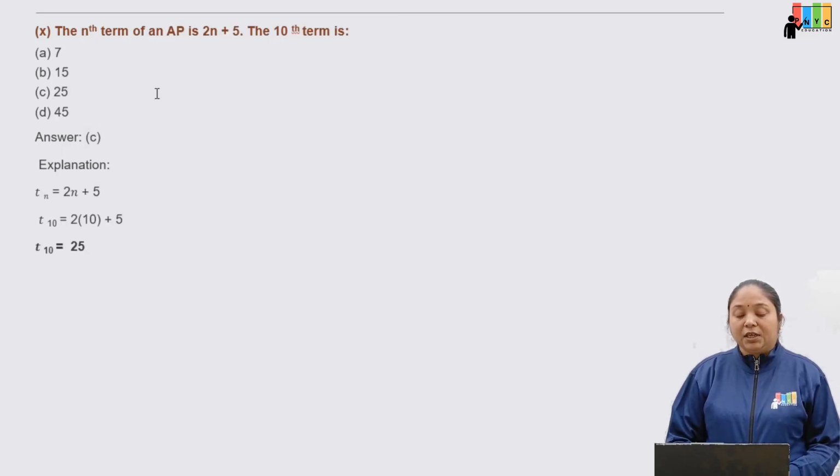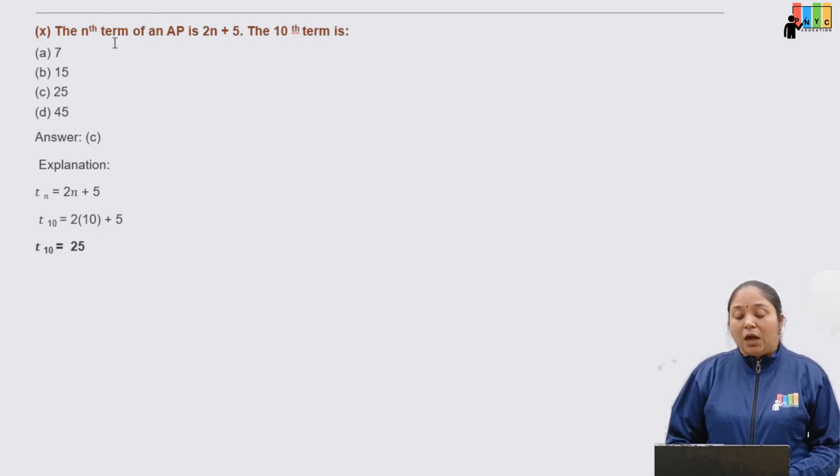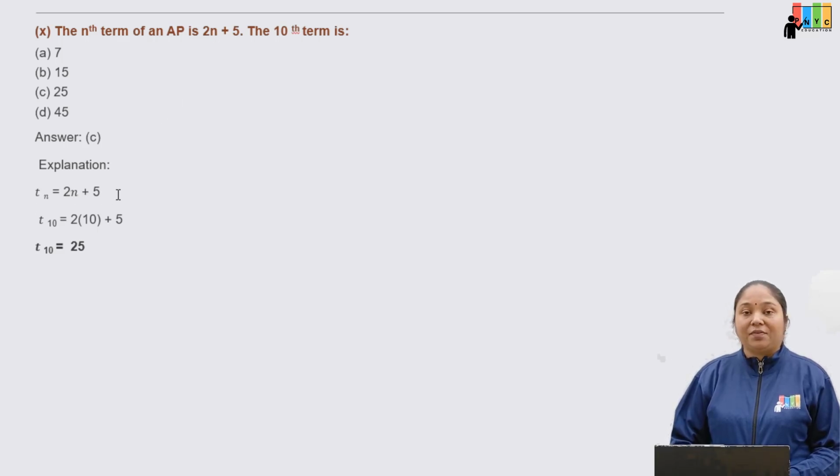Now 10th question. 10th question is on AP, that is arithmetic progression. The nth term of an AP is 2n plus 5 is given. Now nth term is given. We need to find out the 10th term. So how you can write nth term? That is Tn is equal to 2n plus 5 is given.